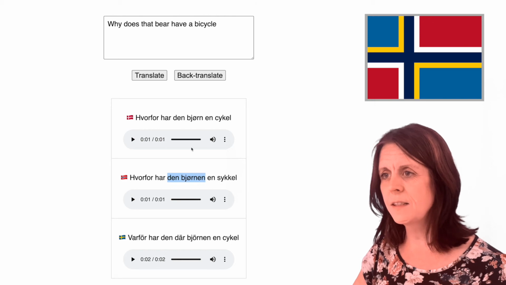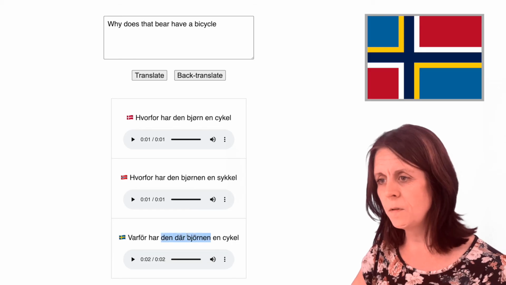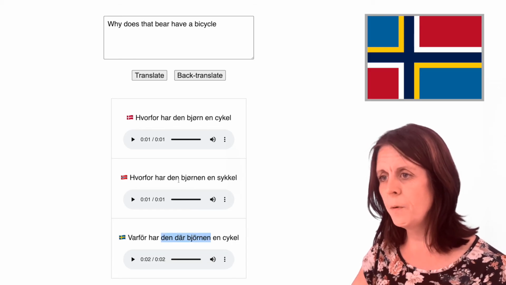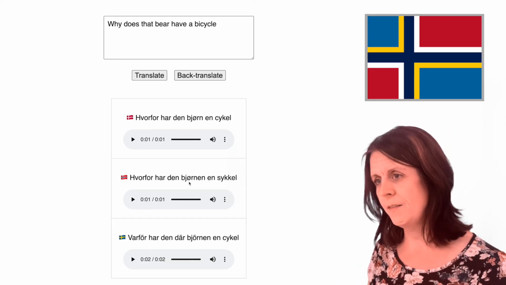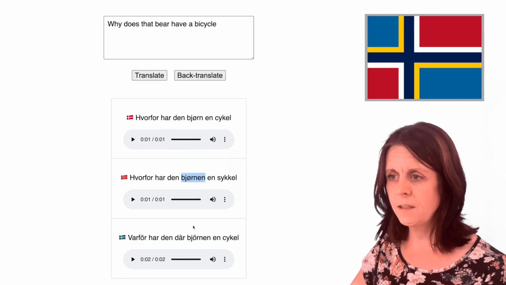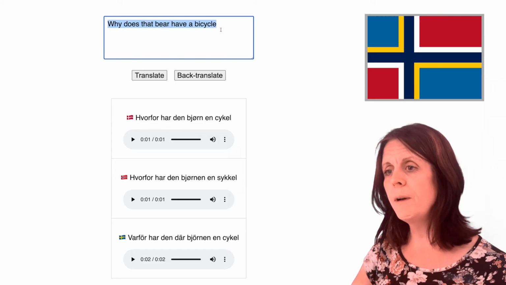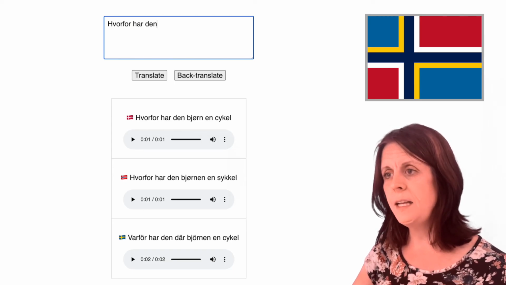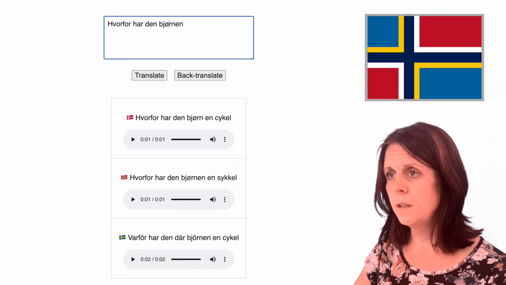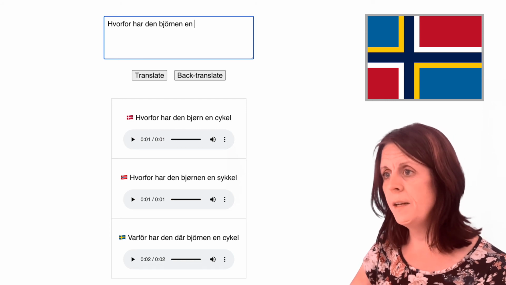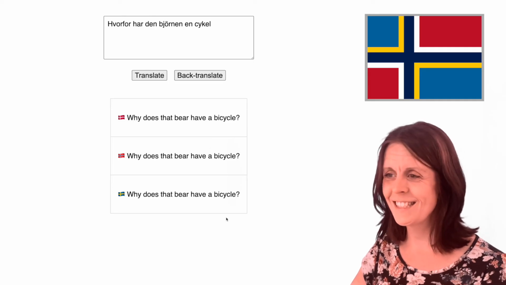And this is interesting for me. See, in Danish, it's den bjørn. In Norwegian and Swedish, well, ignore the den där, but we've got den bjørnen, which is interesting. For me, that sounds like, why does that, the bear, have a bicycle? But this is a feature that appears in both Swedish and Norwegian, so we're going to keep it. So we're going to end up with hvorfor har den bjørnen, or as I said before, björnen, en cykel. And do they understand it? Yes, all three languages understand it.